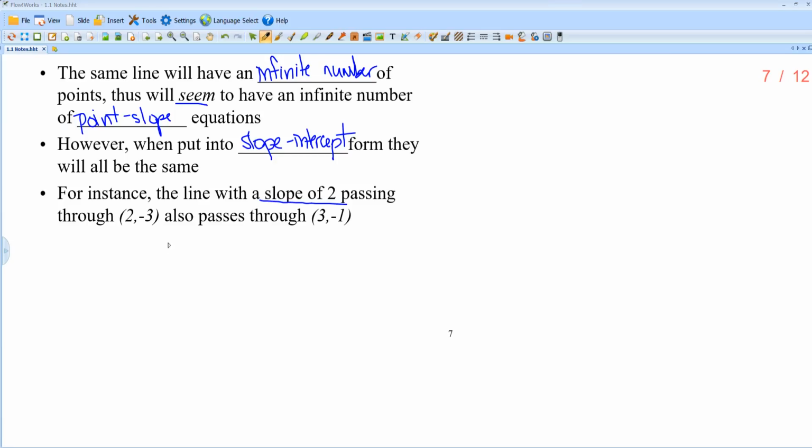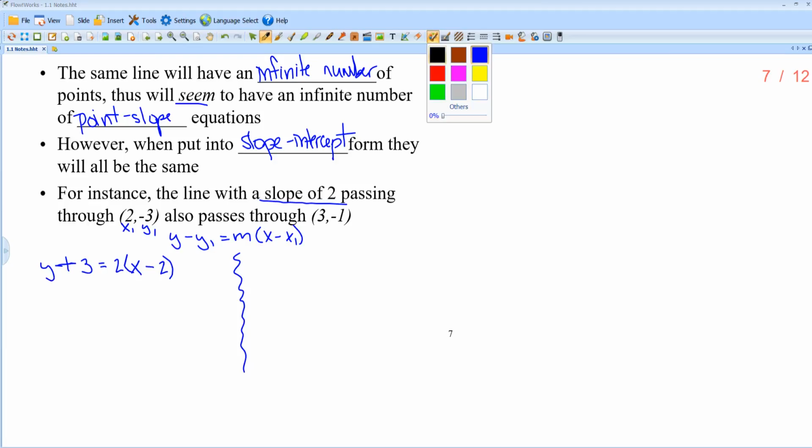So what we're going to do is point slope: y minus y1 equals m times x minus x1. We're going to do it two ways. We're going to do it first with (2, -3). So I'll have y minus -3 equals m, which is 2, times x minus x1. So x minus x1 is 2. We could obviously simplify this, y plus 3. So this is our point slope equation.